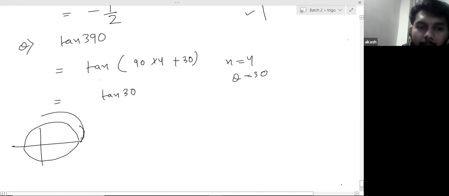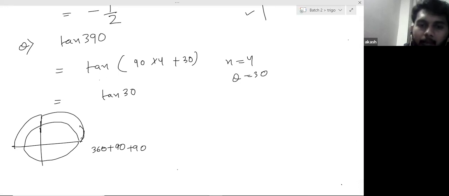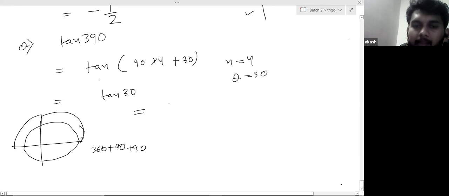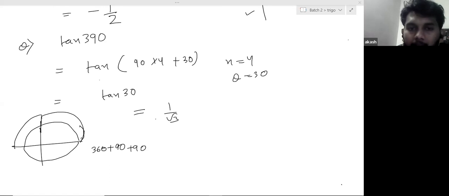If you go another circle to here, you add 360 plus 90. If you come to here, 360, another 90, and so on. So you keep moving in a circle. So in the first quadrant, everyone is positive. So the answer is 1 upon root 3. Clear? Rahman, how did you get minus? All right, next question.